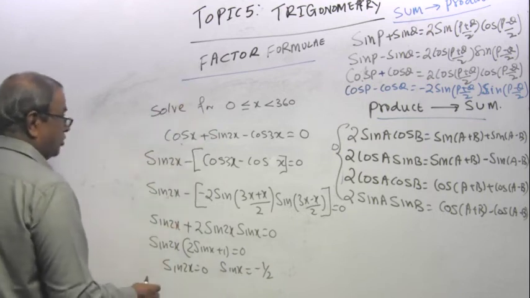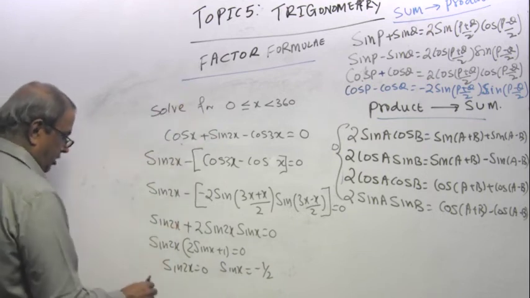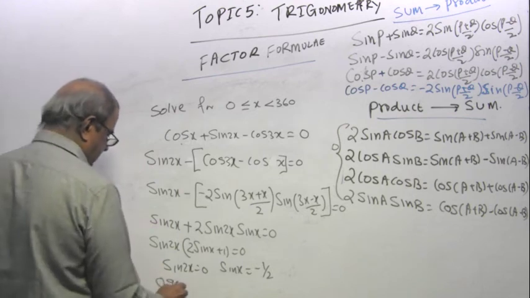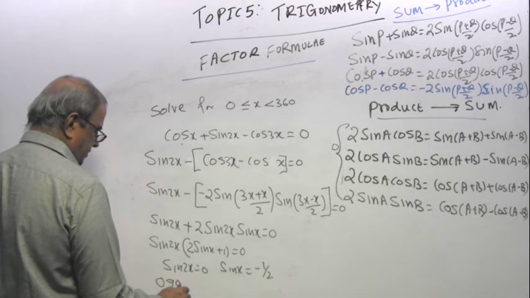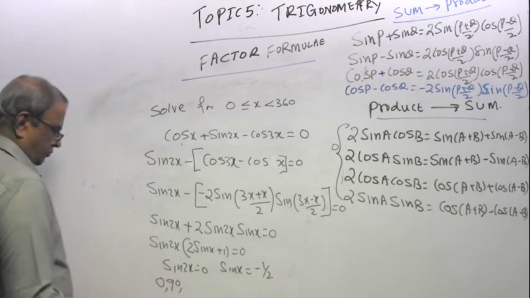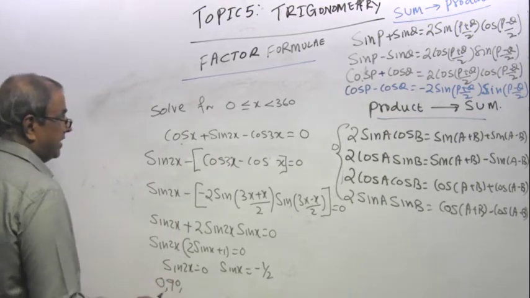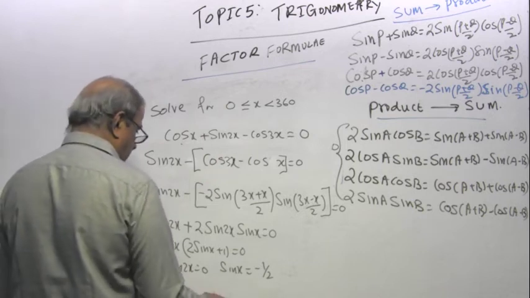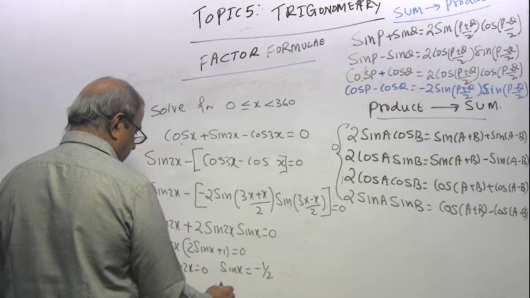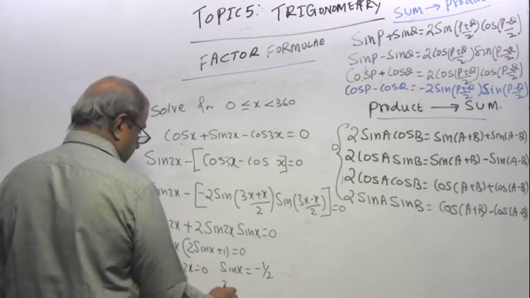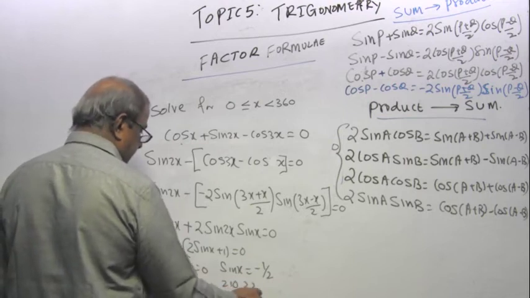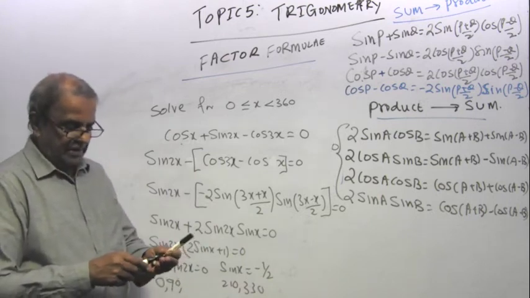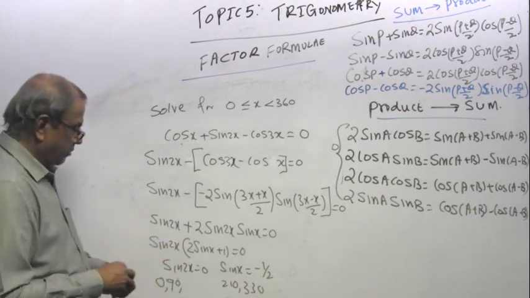I'll just write the answer. 2x is 0, so x is 0, x is 90, x is 180 is 90, 360 can't be. So 0 and 90 are the only two values there. And then sin x is minus half, x is 210 and then 330. Those will be your answers. If I'm wrong, you can correct yourself. But I think I'm right.